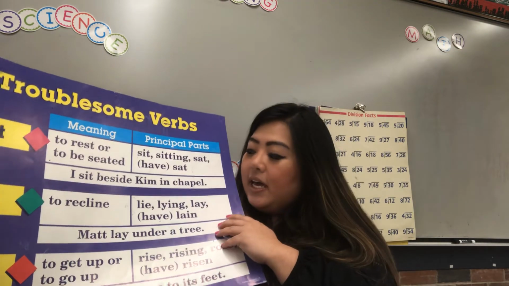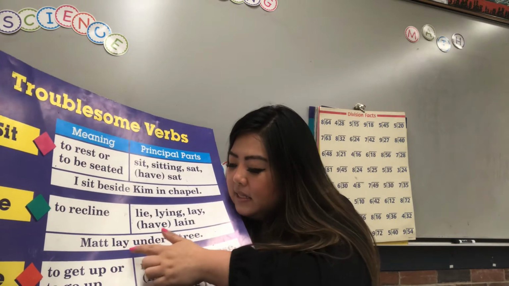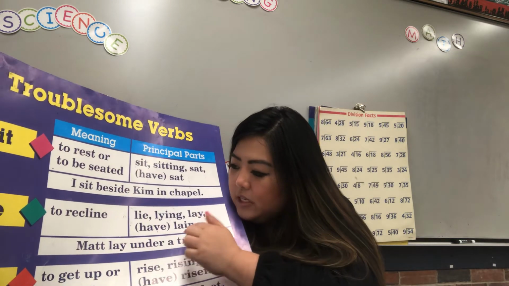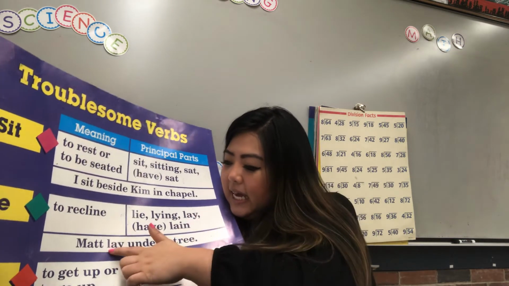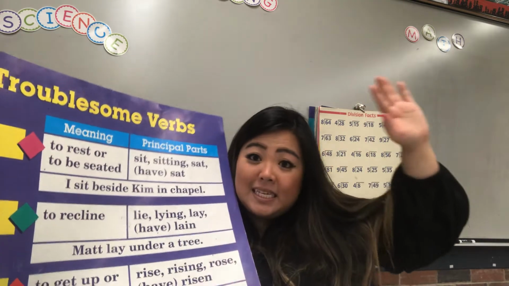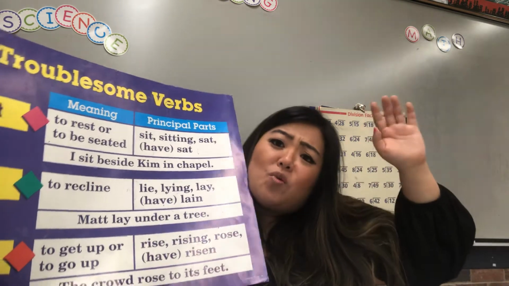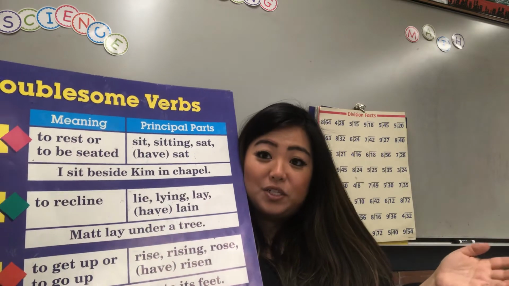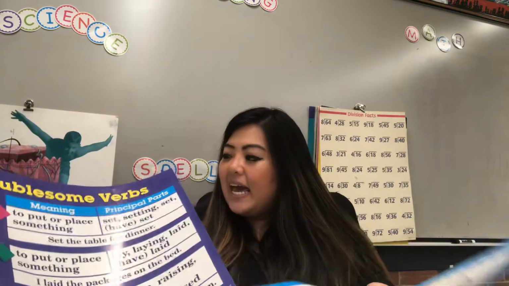Okay, so Matt lay under a tree. He did that in the past. He rested or reclined under a tree. Now, this is the tricky one. Now, this one we have lay.